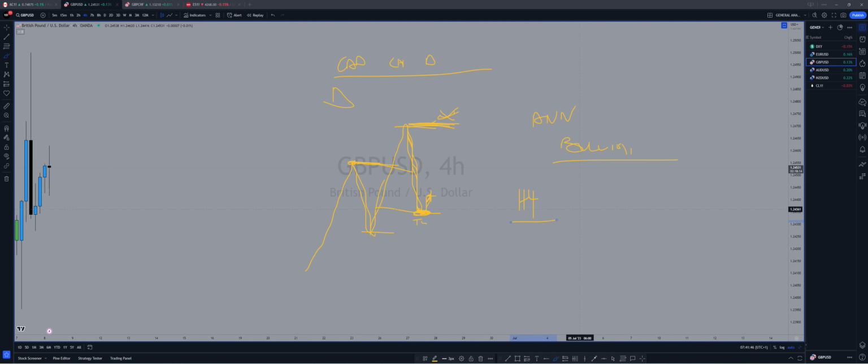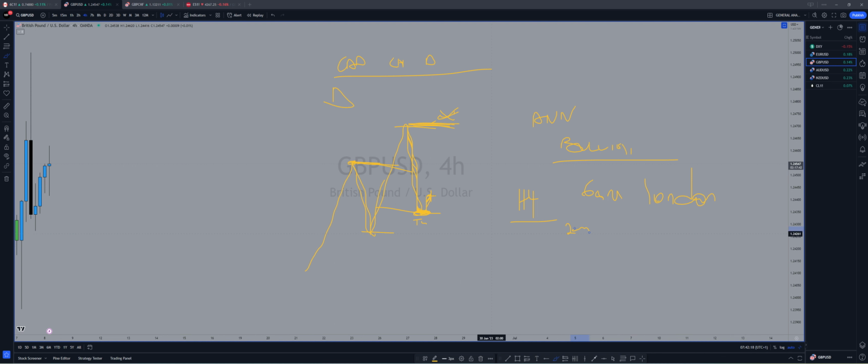On the H4 at 6 a.m. London time, the H4 candle that starts, you want that candle to close, as we are going up here, you want that candle to close above the 2 a.m. H4 candle.